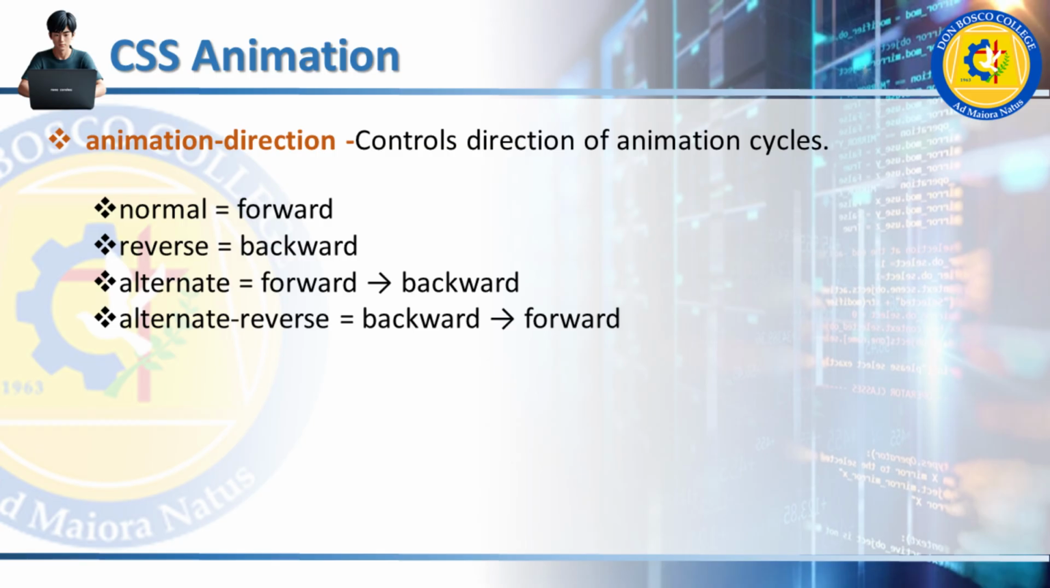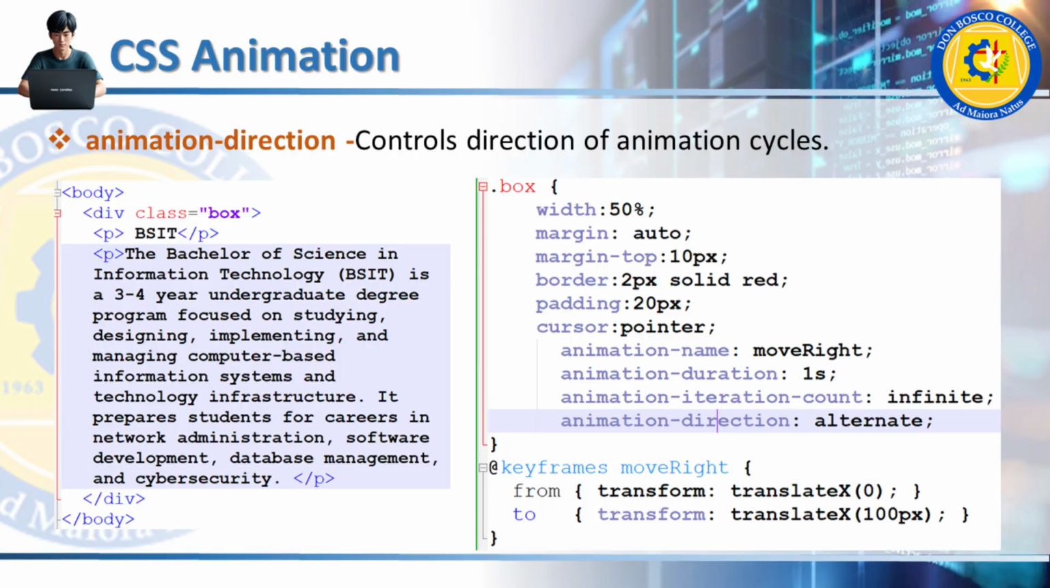The animation-direction property controls the direction of animation cycles. The value normal plays the animation forward, reverse plays it backward, alternate plays it forward then backward, and alternate-reverse plays it backward then forward.